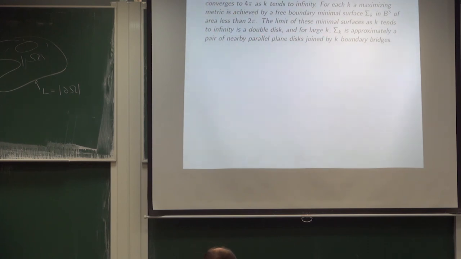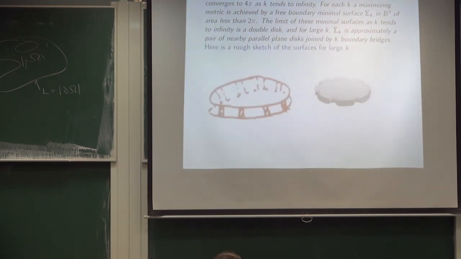And so the reason we're able to understand the asymptotics is because we can prove that the geometric surfaces actually converge to a double disk. Let me draw the picture. So here's a rough picture. The idea is that for k very large, the extremal metric looks like two disks. That's supposed to be a flat disk on top and a flat disk on the bottom, and then sort of boundary necks that join them. So there will be k holes on the boundary.